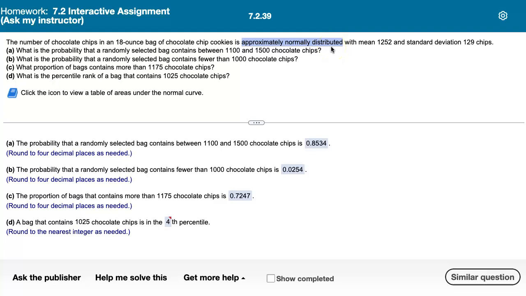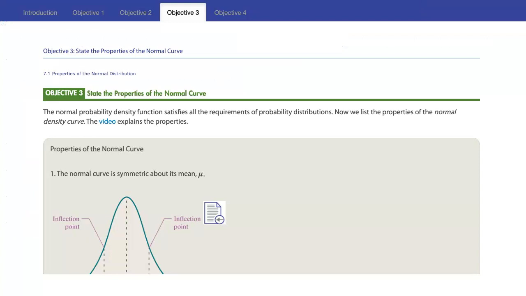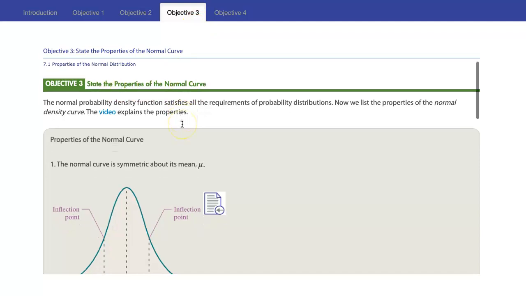Now, I've highlighted this phrase, approximately normally distributed. What that's really telling us is that we can use the normal distribution to get a sense of this distribution with this mean and standard deviation. So what I'm going to do now is switch over to our e-text, and this comes from section 7.1. So this is back a section, and objective 3, the properties of the normal curve.